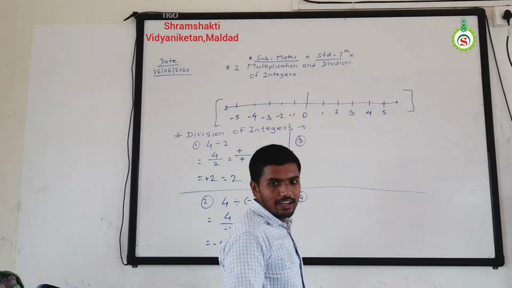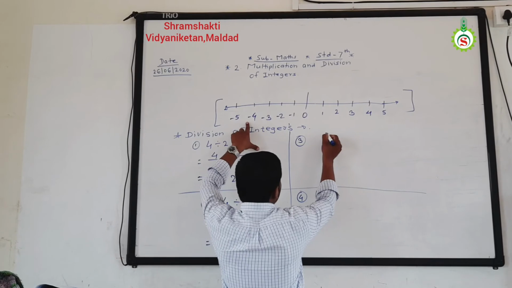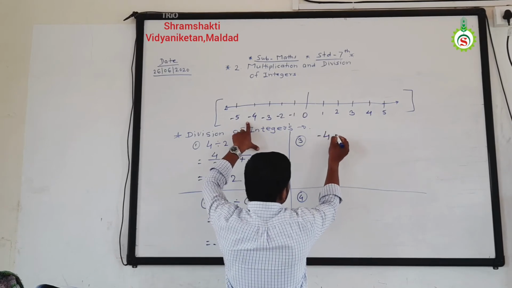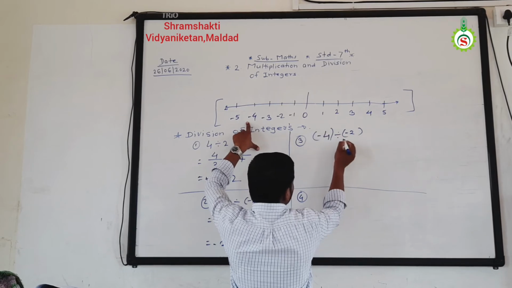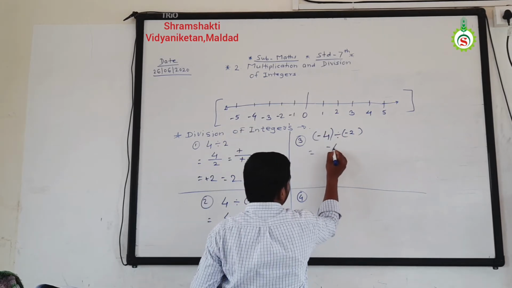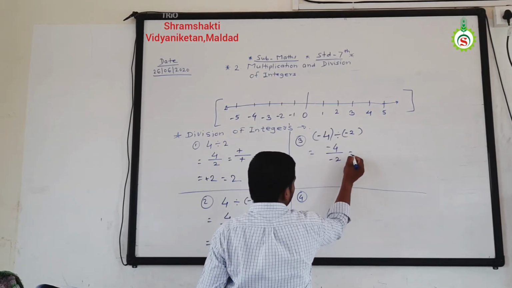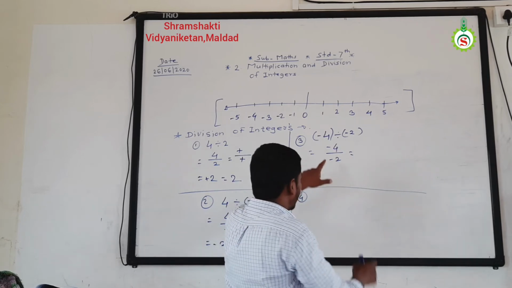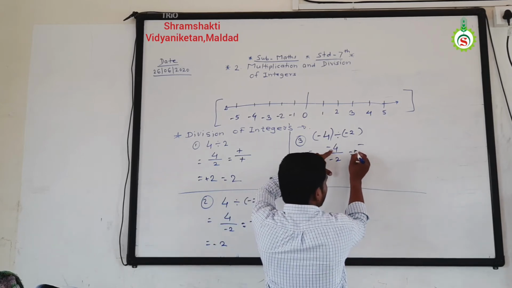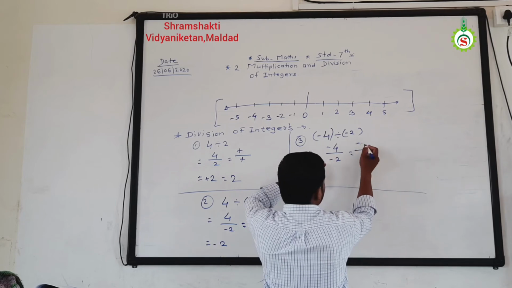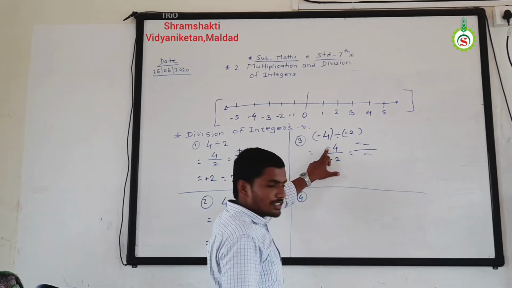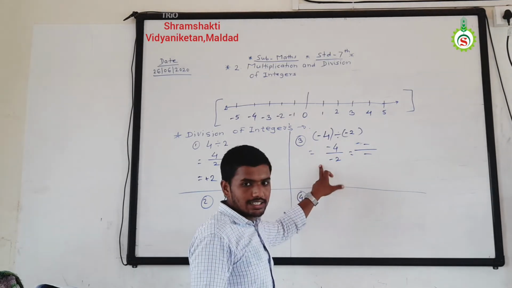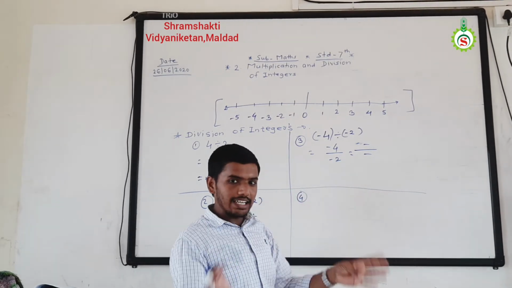Now third example I will take here. Suppose right now I take both numbers from the negative side: minus 4 divided by minus 2. I will arrange that example like that: minus 4 divided by minus 2. Now that 4 having which sign? Minus sign. And again that 2 also having minus sign. That means 4 having minus sign, 2 also having minus sign, so both numbers having same sign.